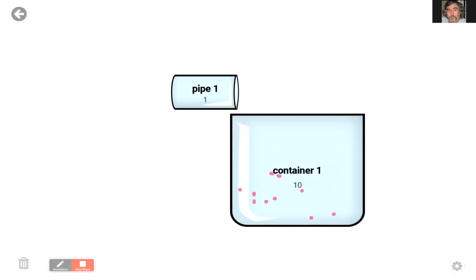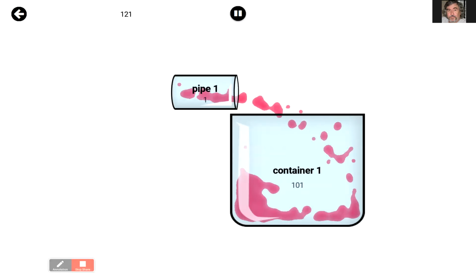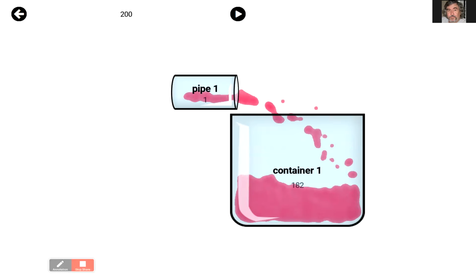So when I go ahead and run this, there's 10 things in the container, and it will go ahead and put more things in the container as it runs through the sequence. And you can see it flowing in.